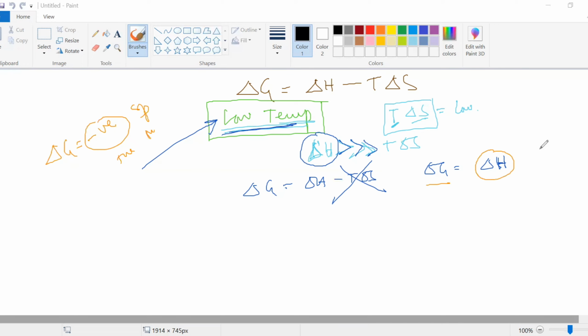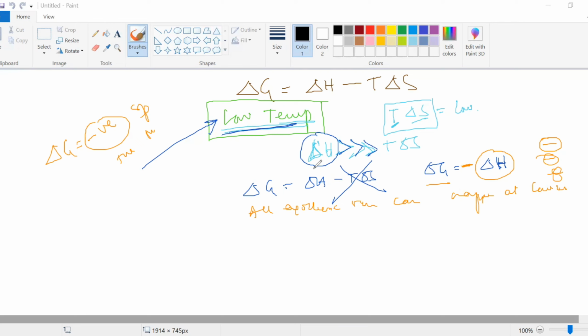Negative or positive? You said negative. Now what about you, Kavya? Delta H sign should be negative or positive? Negative. Yes. Is it clear to you? So delta H negative means an exothermic reaction. We can tell that all exothermic reactions can happen at low temperatures, isn't it? Is it clear to you?